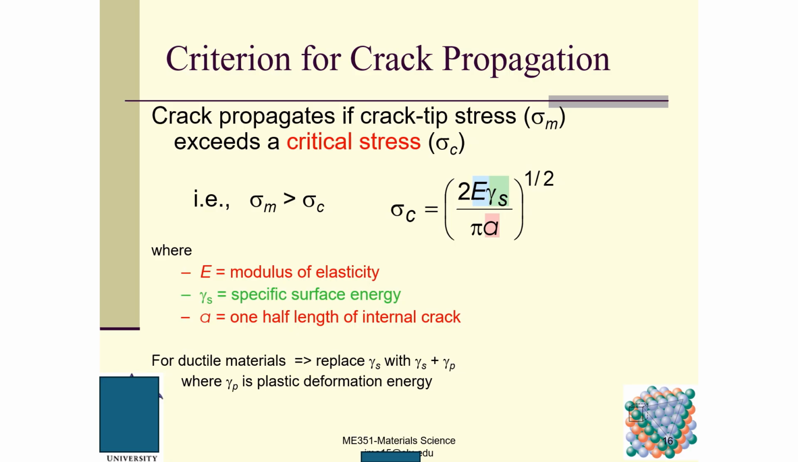Okay? a is 1/2 length of the internal crack, the center crack, but for an edge crack, this is the whole crack length. Gamma s is the specific surface energy. Surface energy means that if you want to have this kind of surface, how much energy you need to provide to the system. E is the modulus of elasticity. And for ductile material, we can replace gamma s, the specific surface energy, with gamma s plus gamma p. Gamma p is a plastic deformation energy, so be very, very careful about this.